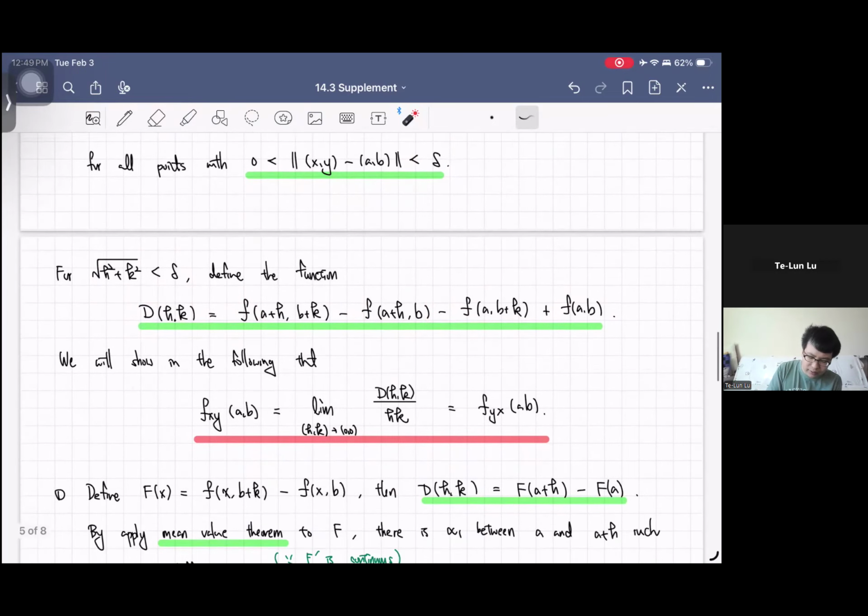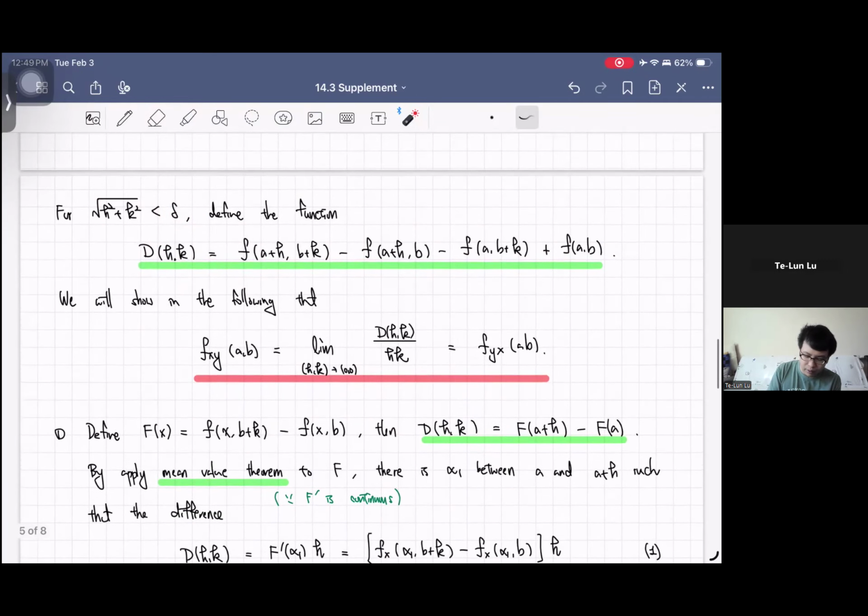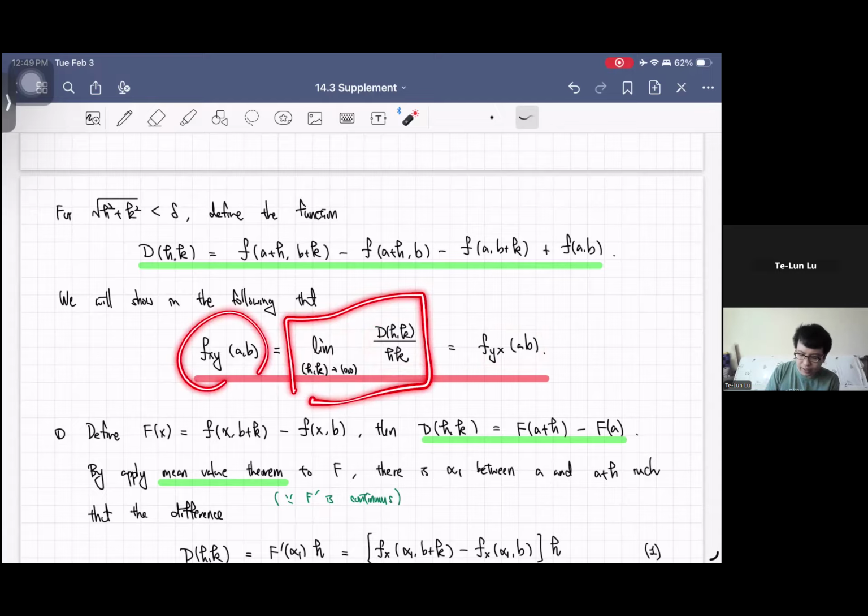Okay, now why is this function useful? We will prove the following claim: f_xy(a,b), which is the quantity that we desire to know, is actually the limit as (h,k) goes to (0,0) of D(h,k) divided by hk. And that will also be equal to f_yx. So through this intermediate term, we can show that these two are the same, right? So let's start the proof.